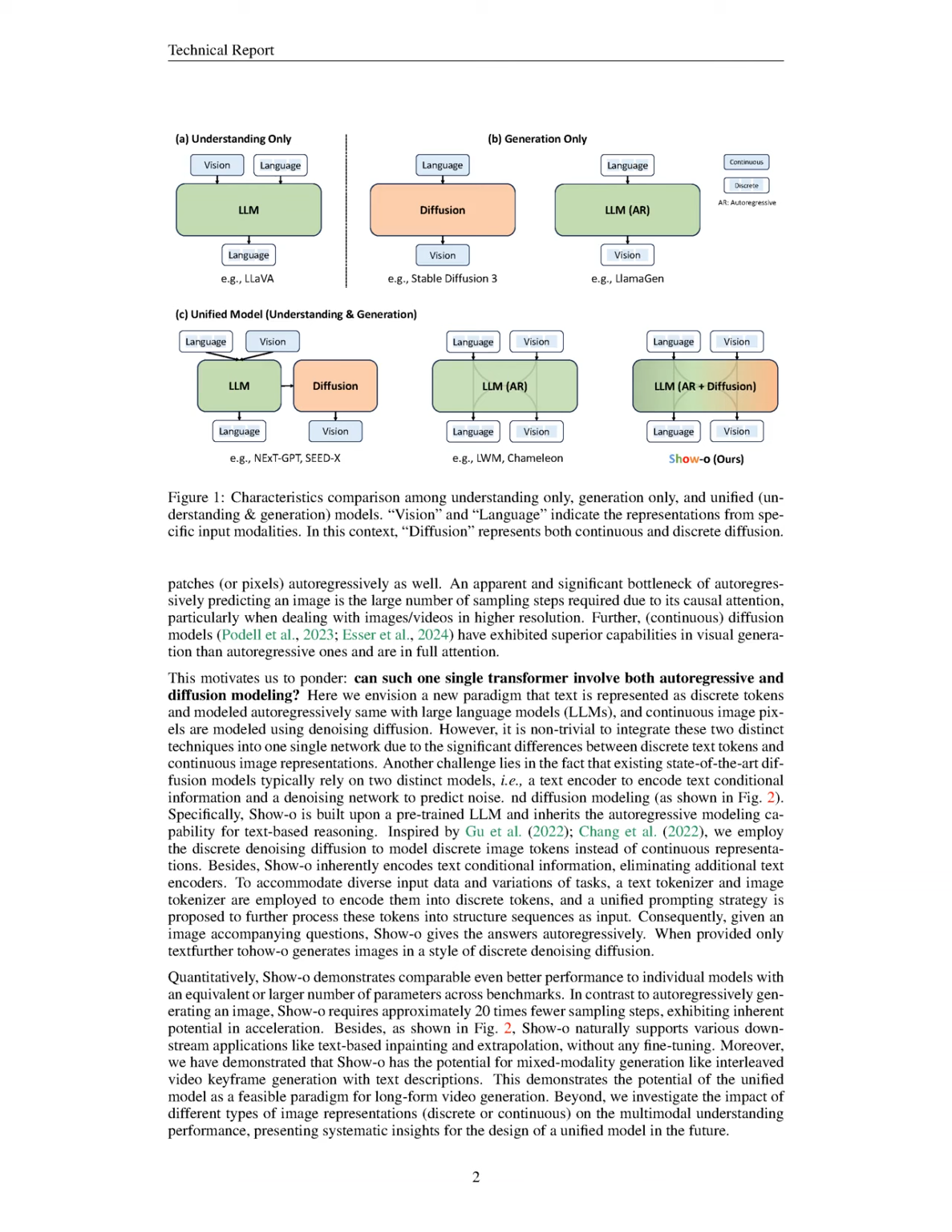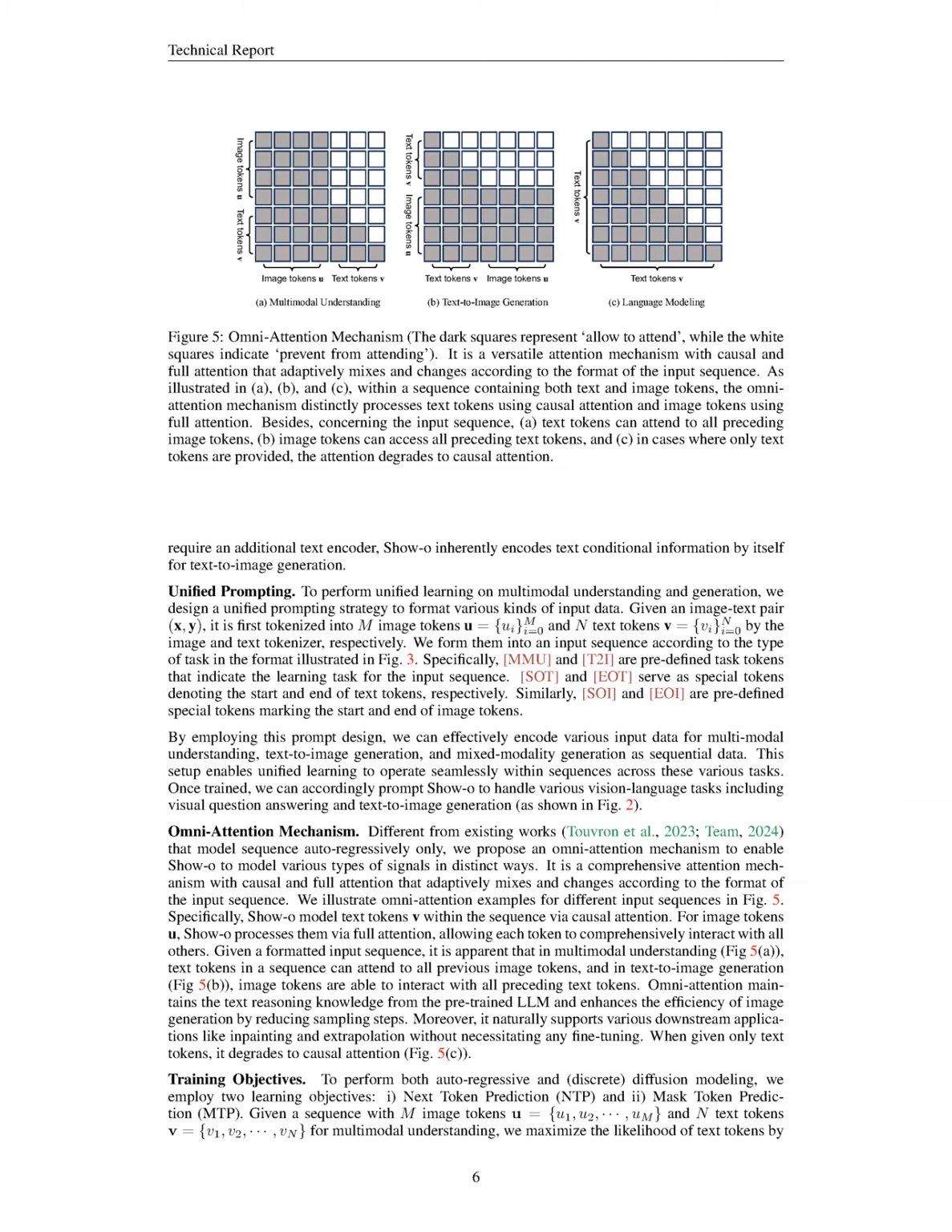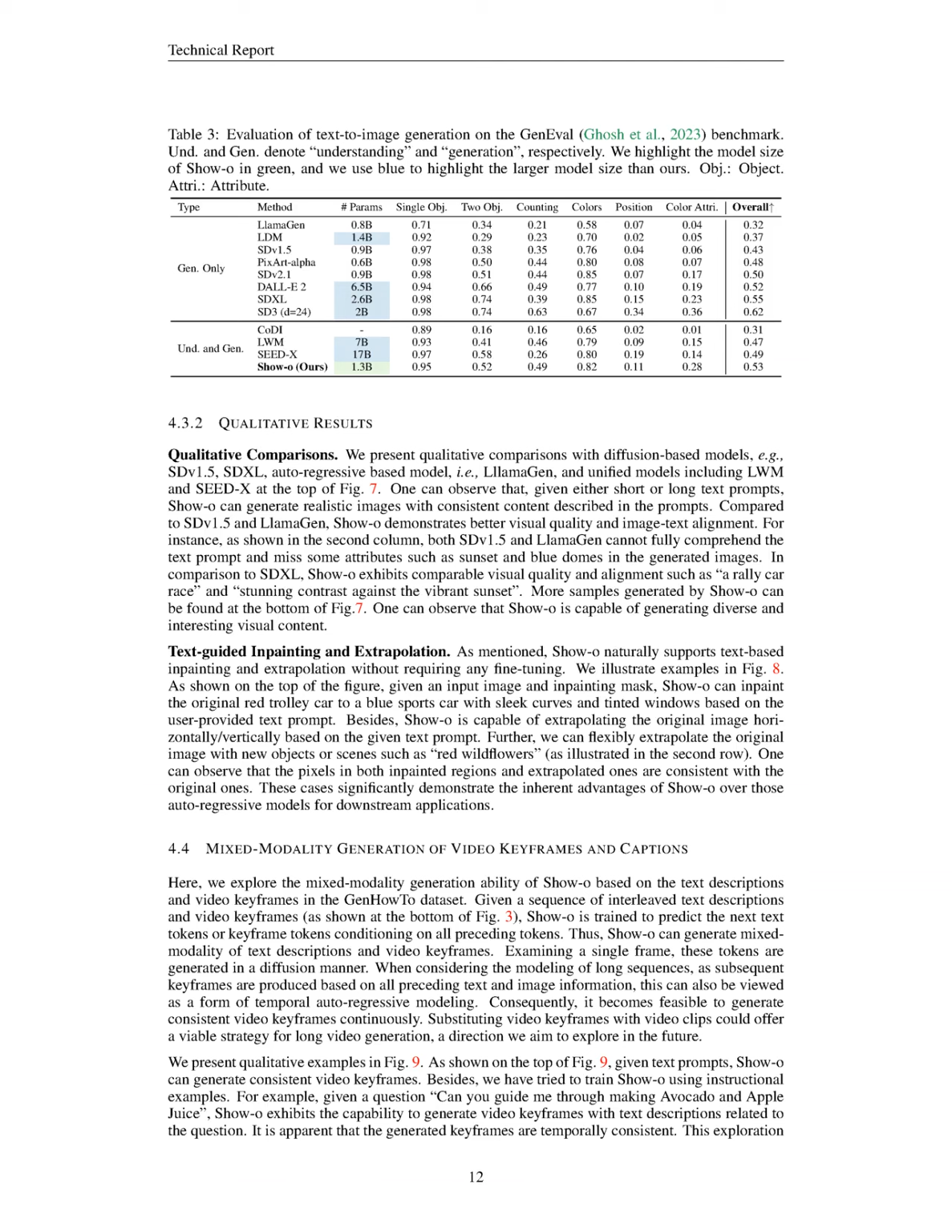For example, if the prompt is a blue sports car, the text is converted into tokens that represent each word or phrase, and the image is represented as a sequence of discrete tokens corresponding to its visual features. During generation, SHOW employs an omni-attention mechanism, allowing the model to process text tokens causally while enabling full attention for image tokens, facilitating comprehensive interaction between them. Finally, SHOW generates the output by autoregressively predicting the next tokens based on the input sequence, effectively producing a coherent image that aligns with the text prompt, such as rendering a blue sports car based on the provided description.